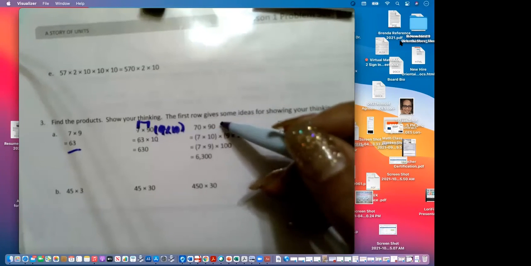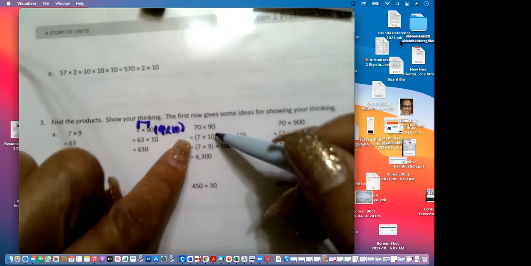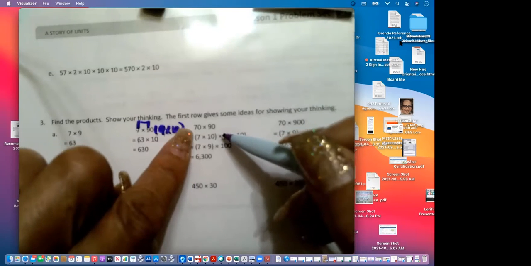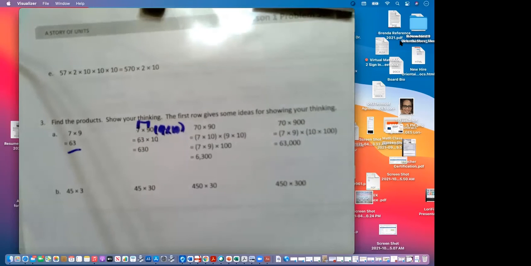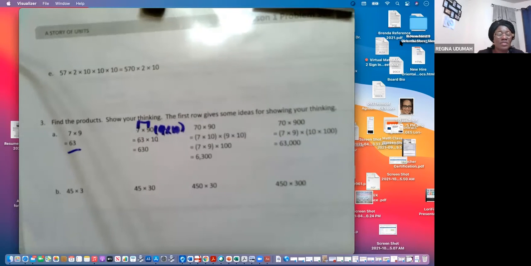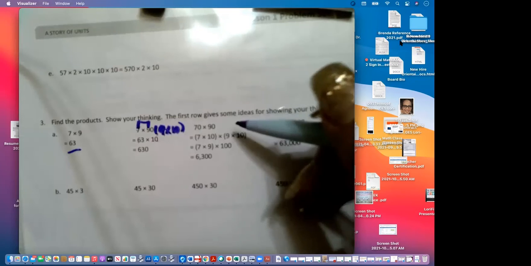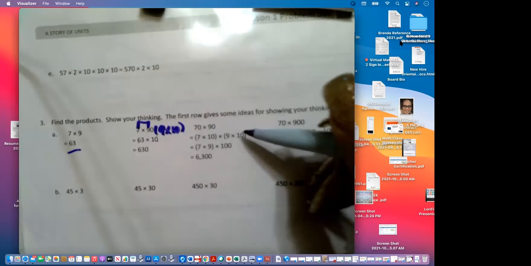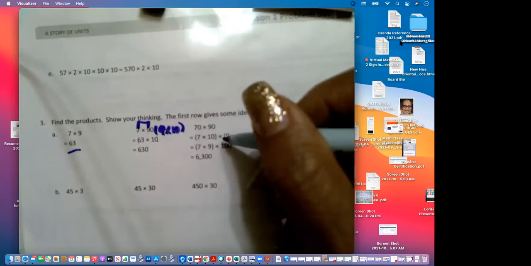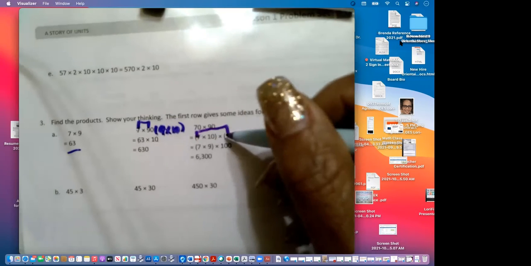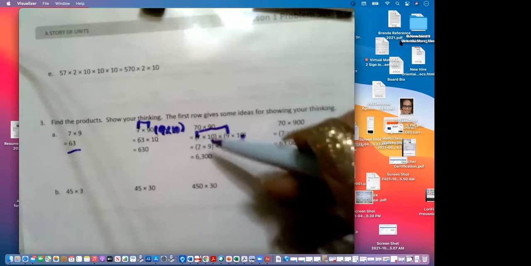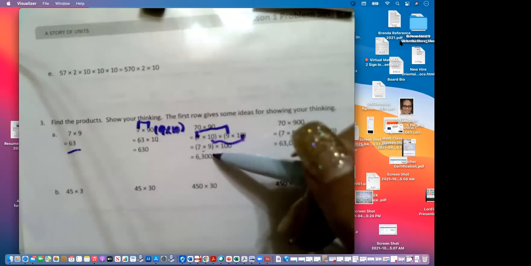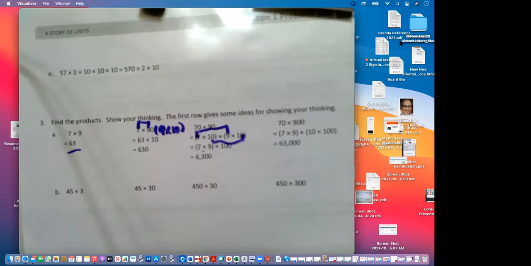We have 70 times 90. We can decompose 70 to 7 times 10 times 90, which we can decompose. Everybody remember what decompose means? Breaking it down. So we can decompose 70 to 7 times 10 and 90 to 9 times 10. That's the same as 70 times 90. Then we can pull out the basic facts. 7 times 9 is 63. 10 times 10 is 100. So we have 63 times 100. We're just adding the 2 zeros to 63.